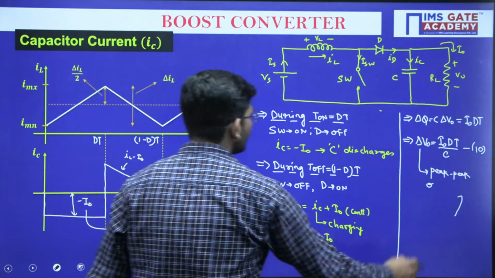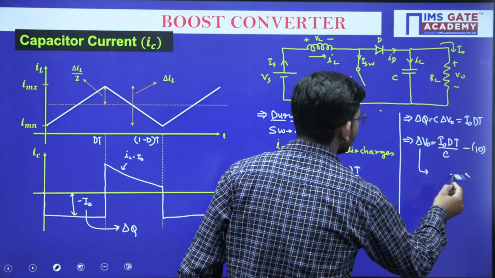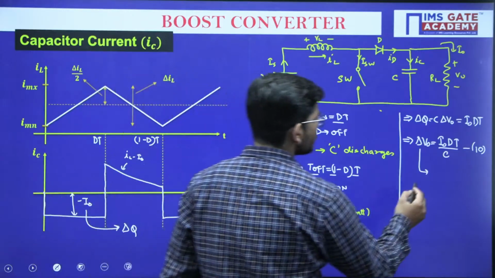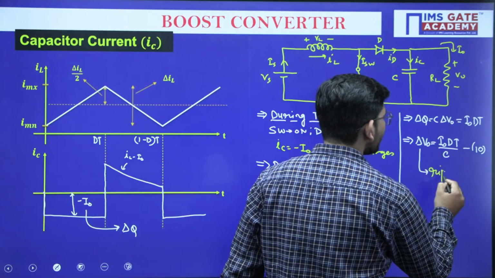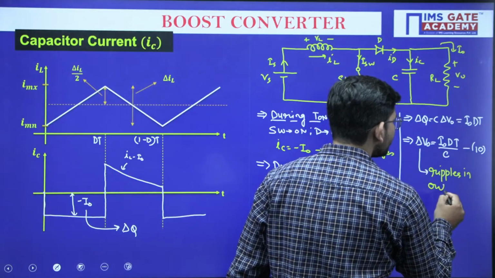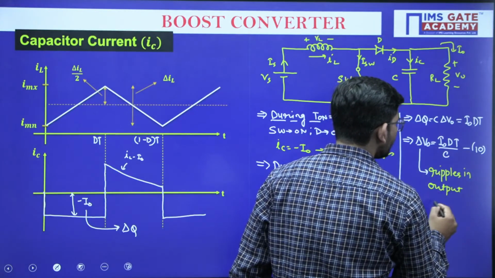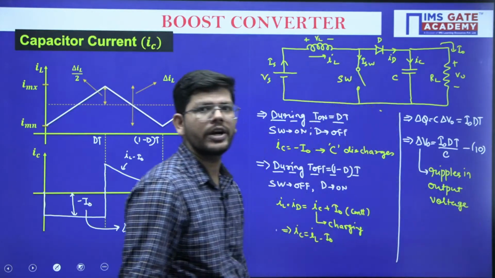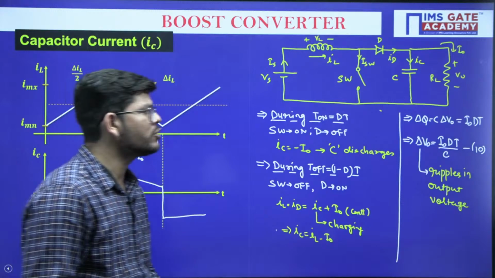Del V naught indicates the ripple in output voltage, and practically this should not be there. Practically the ripples have to be minimized.